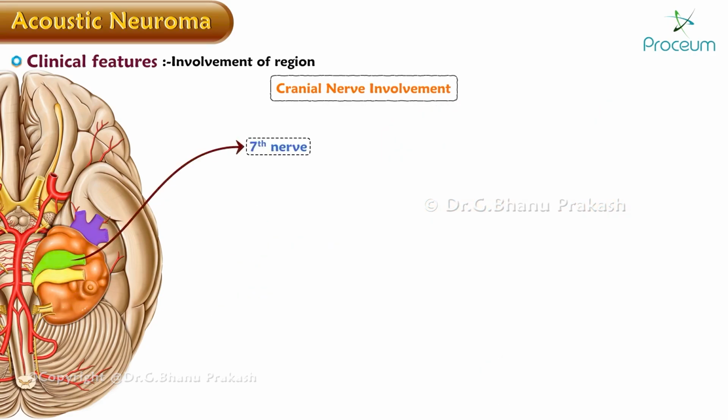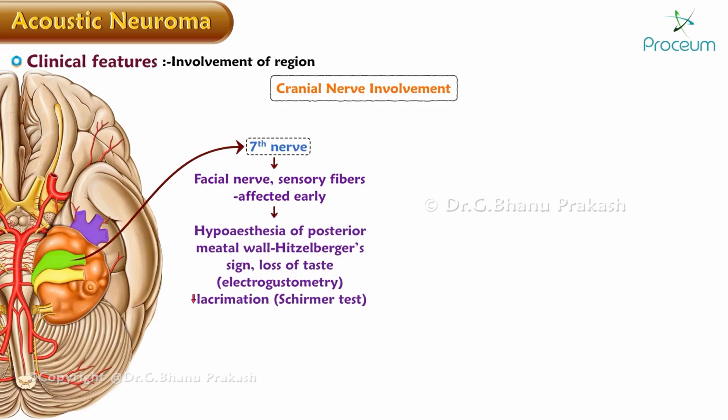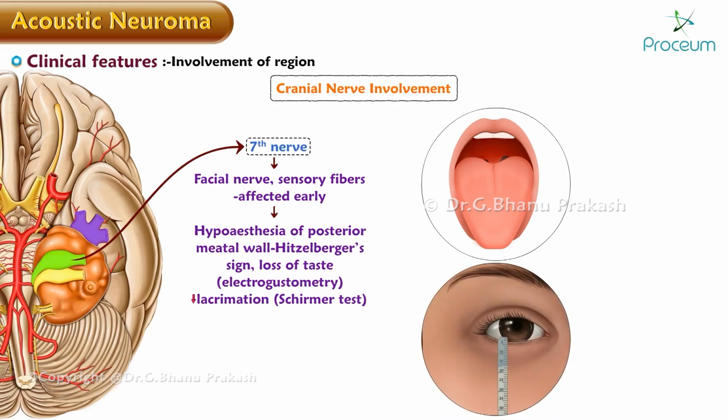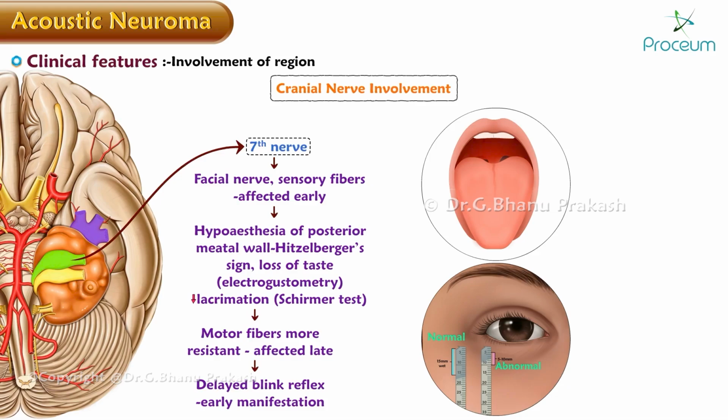Seventh nerve. In the facial nerve, sensory fibers are affected early. There is hypoesthesia of the posterior medial wall, showing Hitselberger sign, loss of taste when tested by electrogustometry, and reduced lacrimation on the Schirmer test. Motor fibers are more resistant and are affected late. Delayed blink reflex may be an early manifestation.